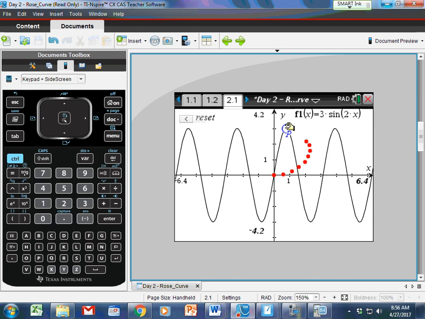Ooh, I'm at the top of the curve. I wonder what that means about my rose petal. I'm at the tip of that. Now what's going to happen? Then we go back to the origin, right? Now my R values are negative. I'm at the tip of another one.